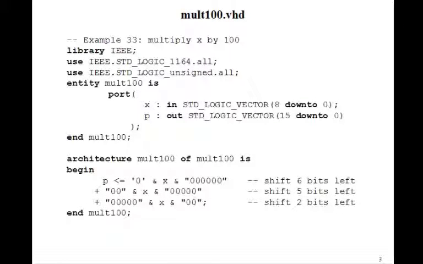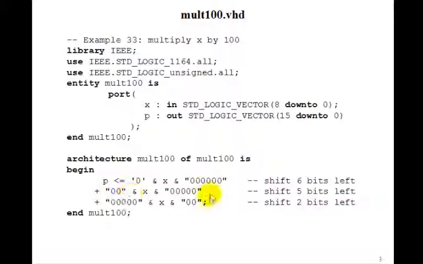So here's a BHDL program to do it. Let's take x to be a 9-bit number, 8 down to 0, and we'll have the product. If you multiply by 100, the product won't be bigger than 16 bits, so we'll make the product 15 down to 0. And here's all you have to do. You say P gets x shifted 6 bits left. Well, you remember how you shift 6 bits left? We're just going to add 6 zeros to the right, and we'll add a leading 0 here to make it a total of 16 bits.